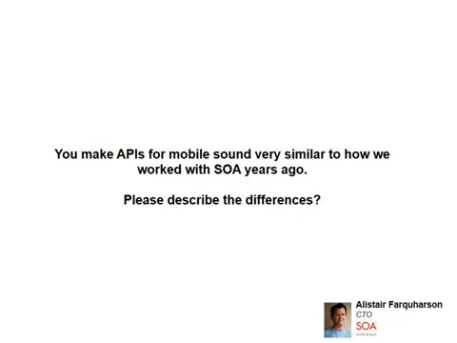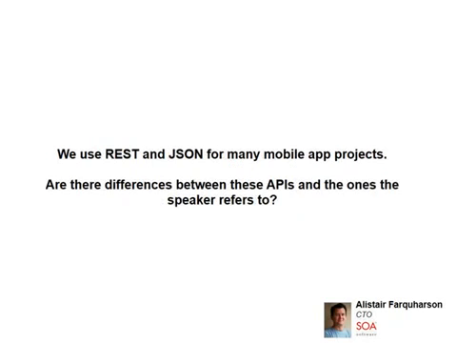You know, you mentioned REST and JSON and other technologies that people commonly associate with mobility. And there's a question here that actually goes to that issue. So let's drill into that just for a minute, Alistair. The question here says, we use REST and JSON for many mobile app projects. Are there differences in the APIs you're referring to from these that we use? And if so, how do the APIs differ?